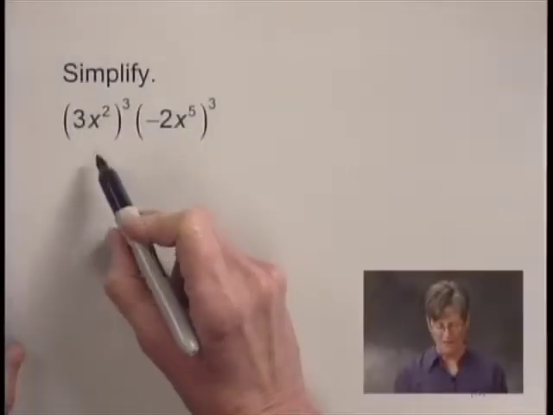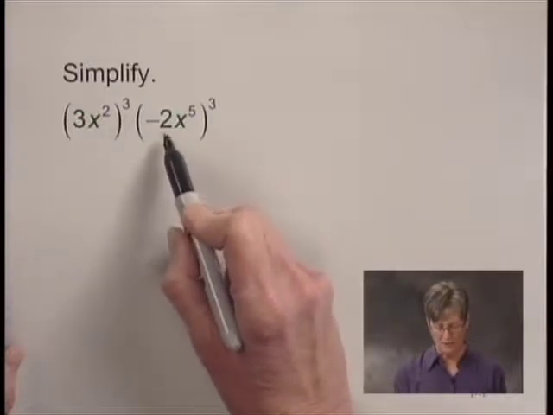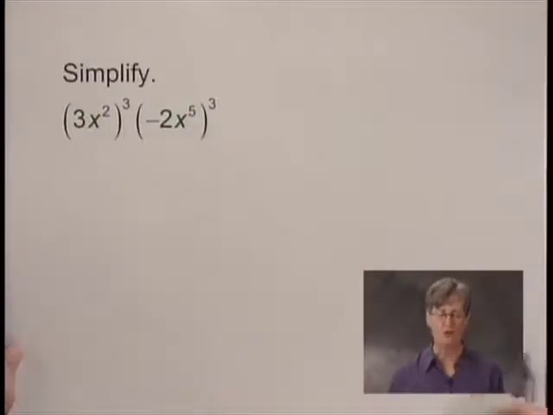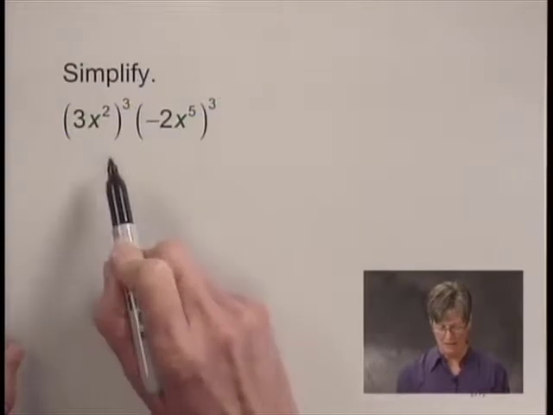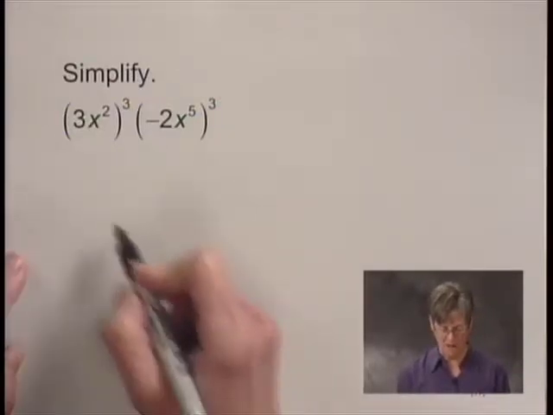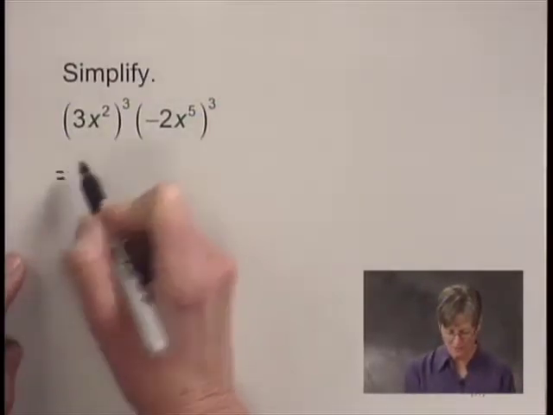We'll simplify an exponential expression. We have (3x²)³ times (−2x⁵)³. Now what I have here is two products raised to powers, so let's just take each one separately.